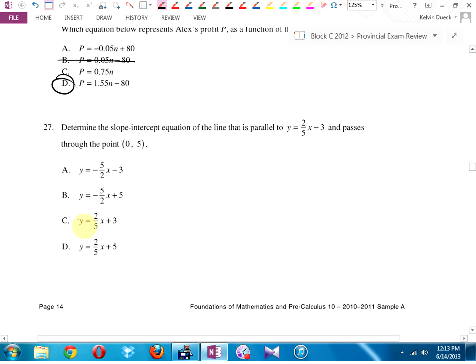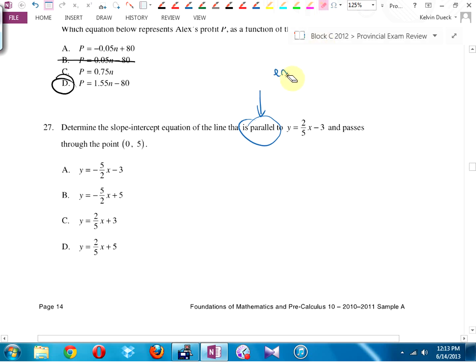Number 27, determine the slope-intercept equation of the line that is parallel to that and passes through that. What can you tell me about two lines that are parallel? Yeah, that's the definition of parallel. What can you tell me about their slopes? Same slope. What if instead of parallel, they had said perpendicular? Okay, flip, negative reciprocal is the fancy word, if it was perpendicular.